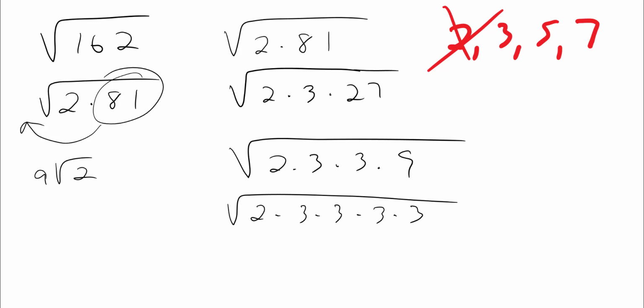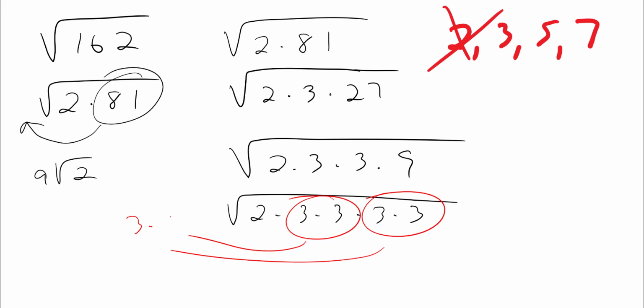So let's look for our pairs. I got a pair of 3s, and I got a pair of 3s. Hey, cool. So I bring them out. So I got a 3 and a 3, and then 2 left over. So 3 times 3 is 9, and a 2 left over. I'm done with the problem. 9 root 2. Okay? Not bad.